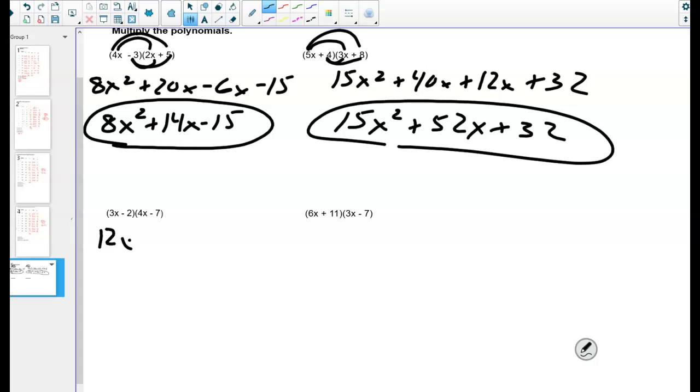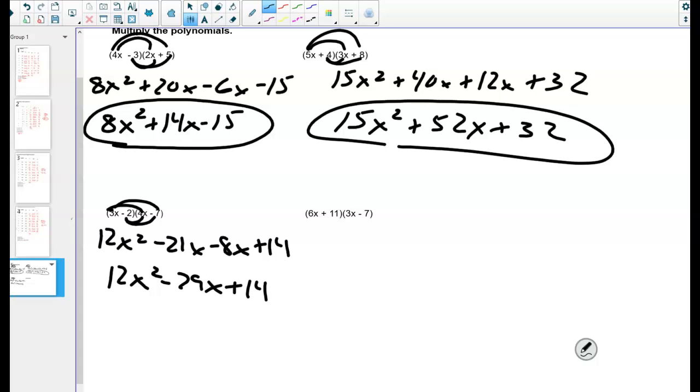3x times 4x, 12x squared. Oops. 3x times negative 7, minus 21x. Negative 2 times 4, negative 8x. Negative 2 times negative 7, plus 14. 12x squared minus 29x plus 14.